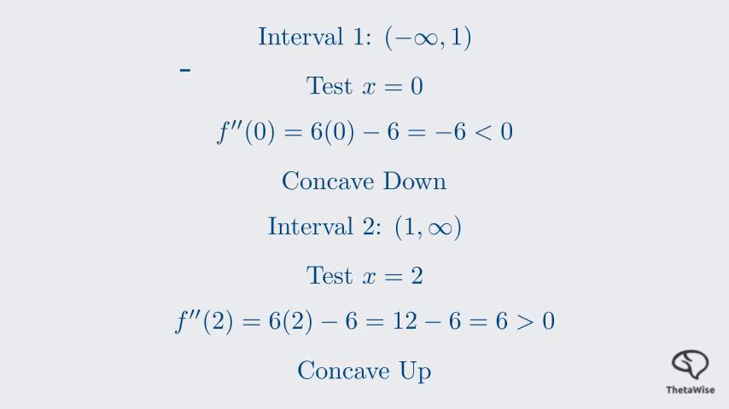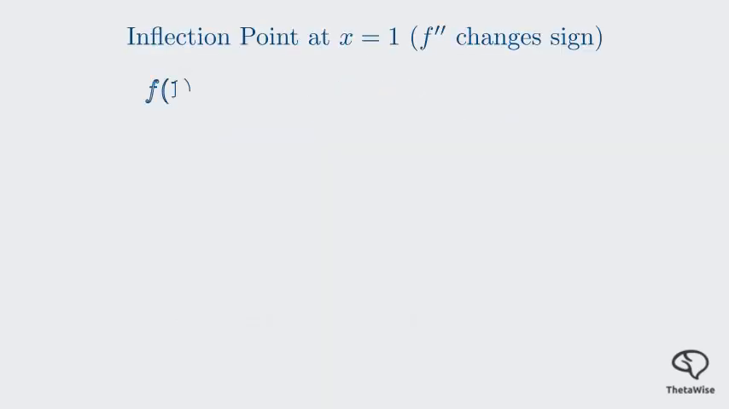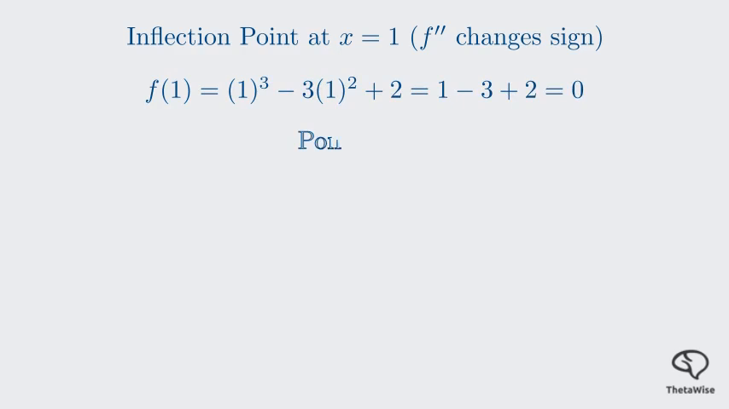Let's find its coordinates. The y value is f of 1, which is 1 cubed minus 3 times 1 squared plus 2, or 1 minus 3 plus 2, which equals 0. So the inflection point is at (1, 0). Notice this is also one of our x-intercepts.